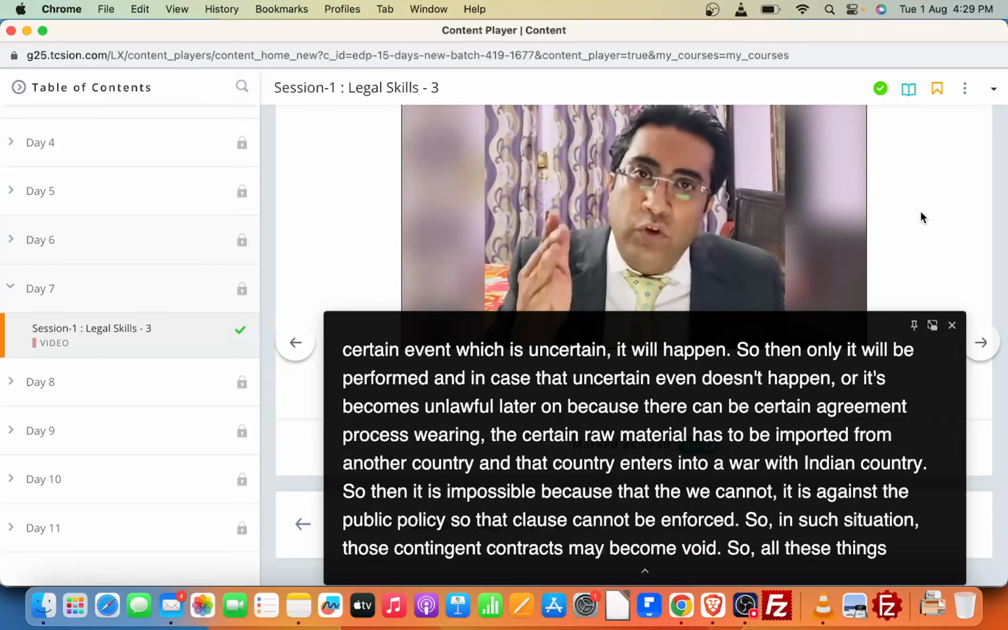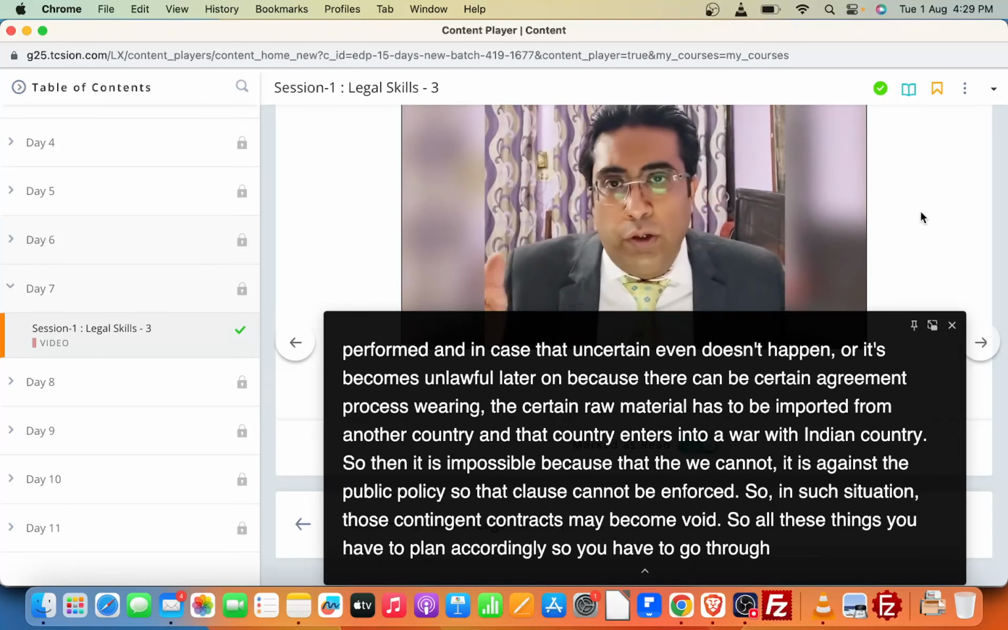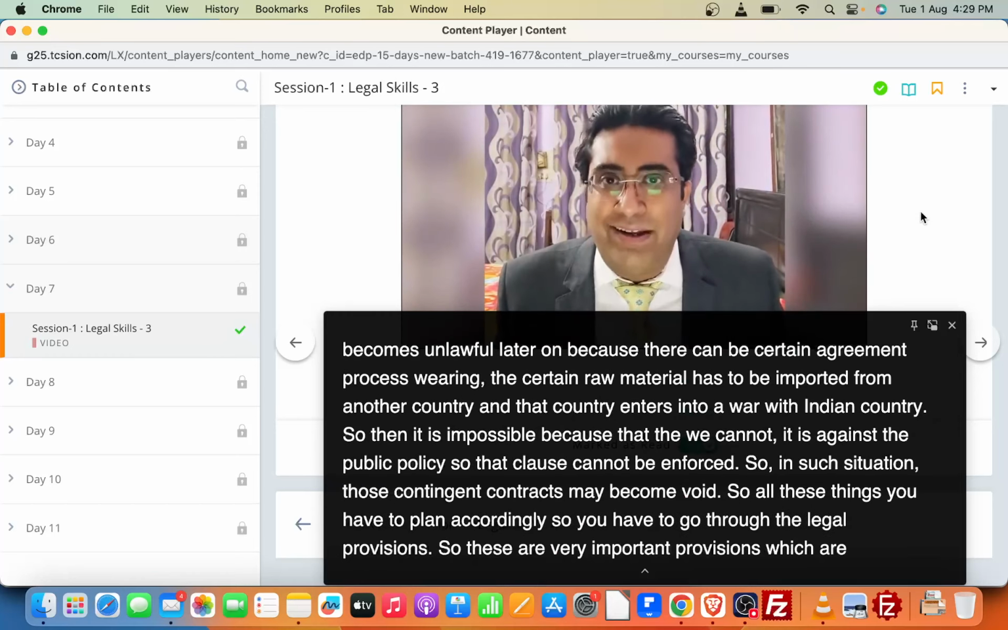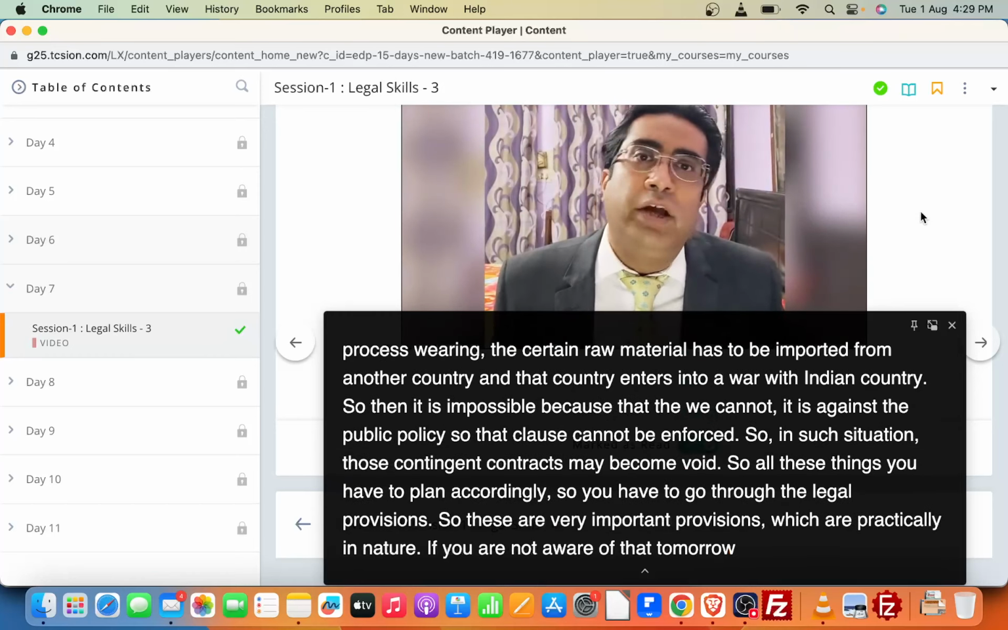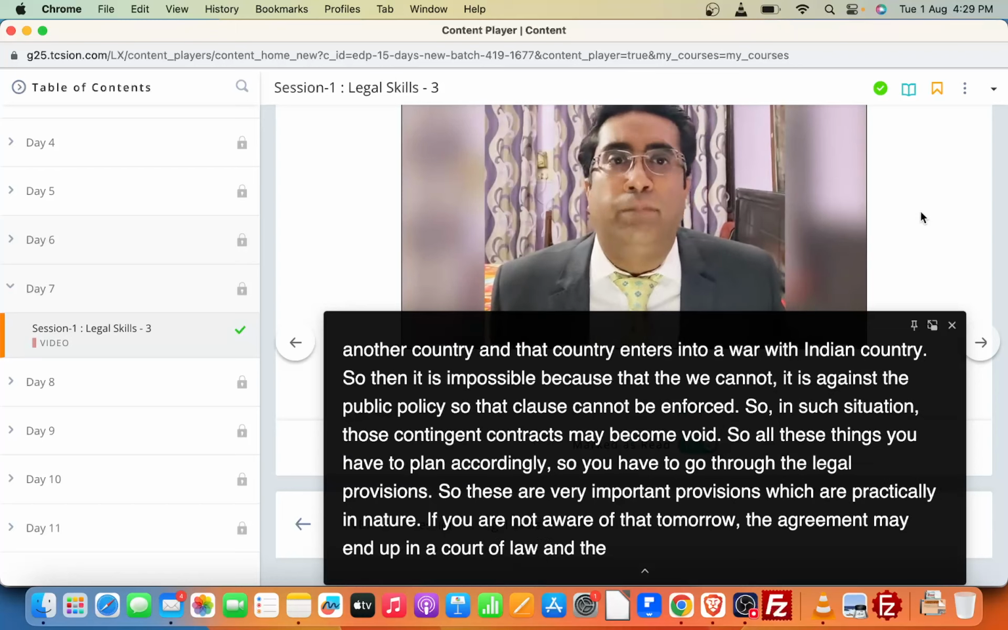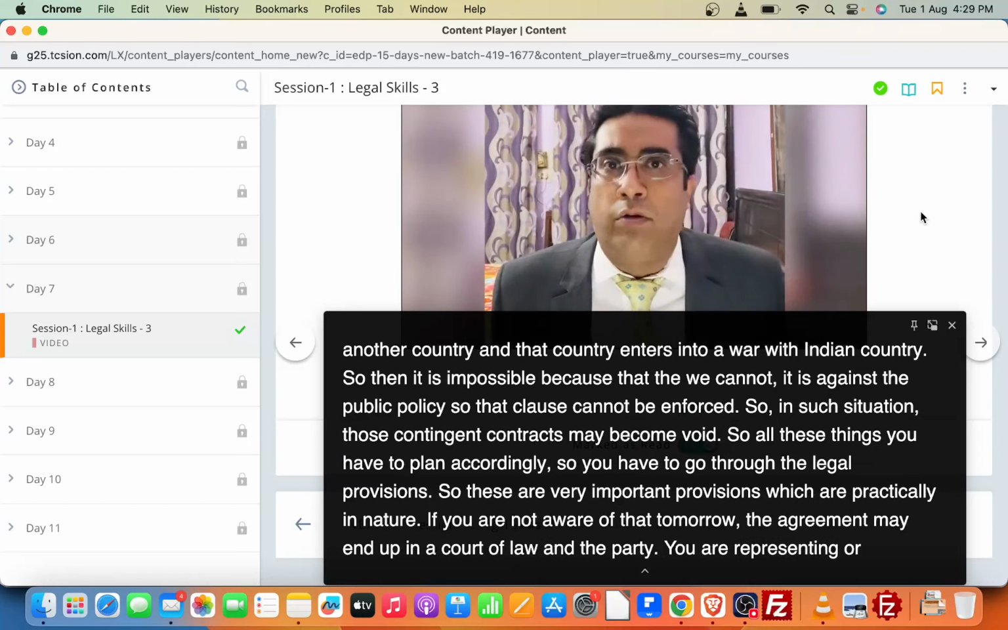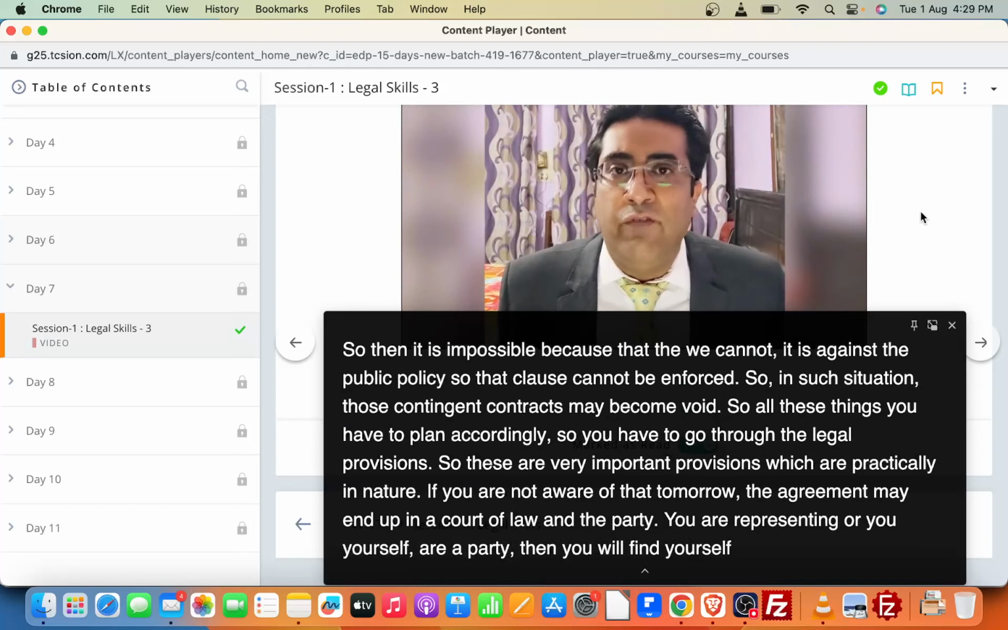So all these things you have to plan accordingly. So you have to go through the legal provisions. These are very important provisions which are practical in nature. If you are not aware of that, tomorrow the agreement may end up in a court of law, and the party you are representing, or you yourself are a party, then you will find yourself in a vulnerable situation.